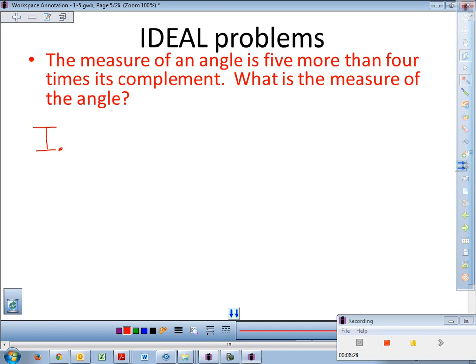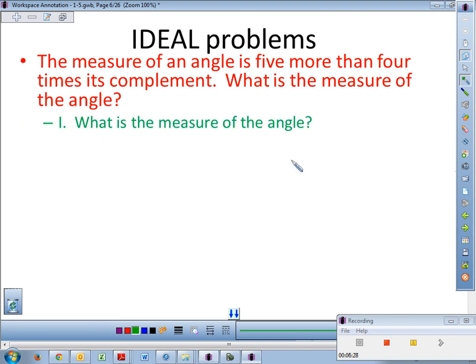I stands for identify the question. It is not rocket science. Do you see all these words that you have up here? Do you know what the question asked you? What did it say? So we will write that with a capital letter and punctuation at the end. What is the measure of the angle? You can pause the video if I'm moving too fast and get this all copied down.